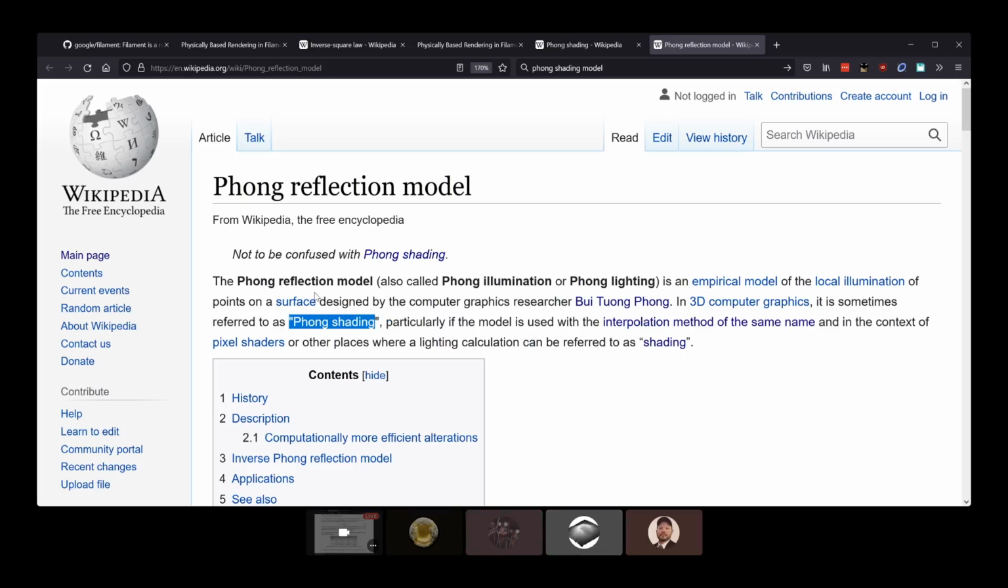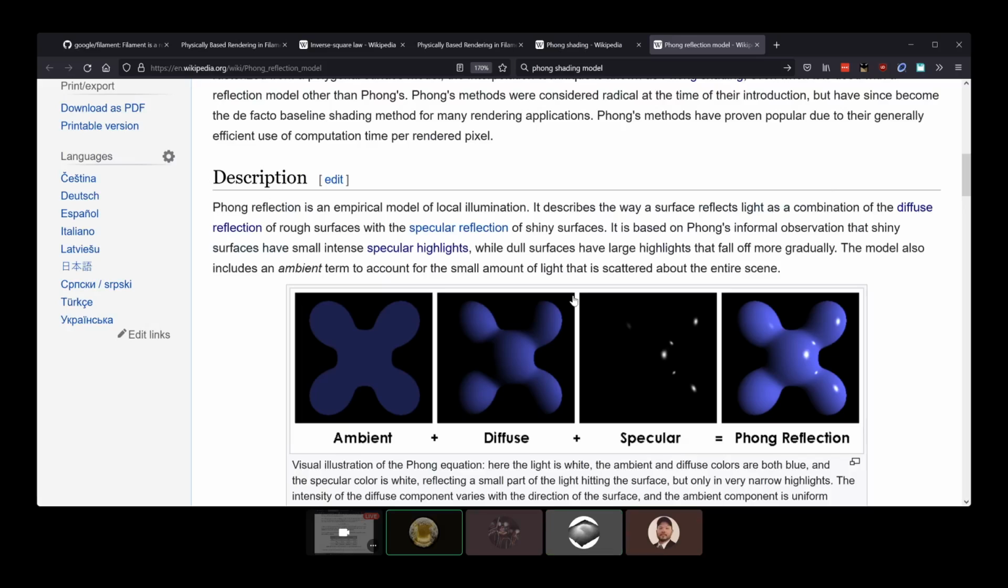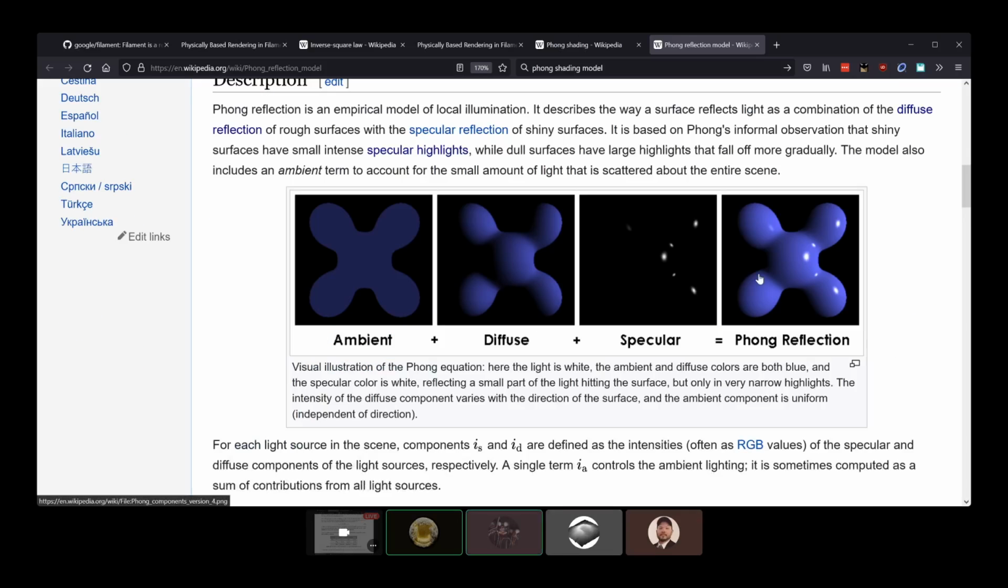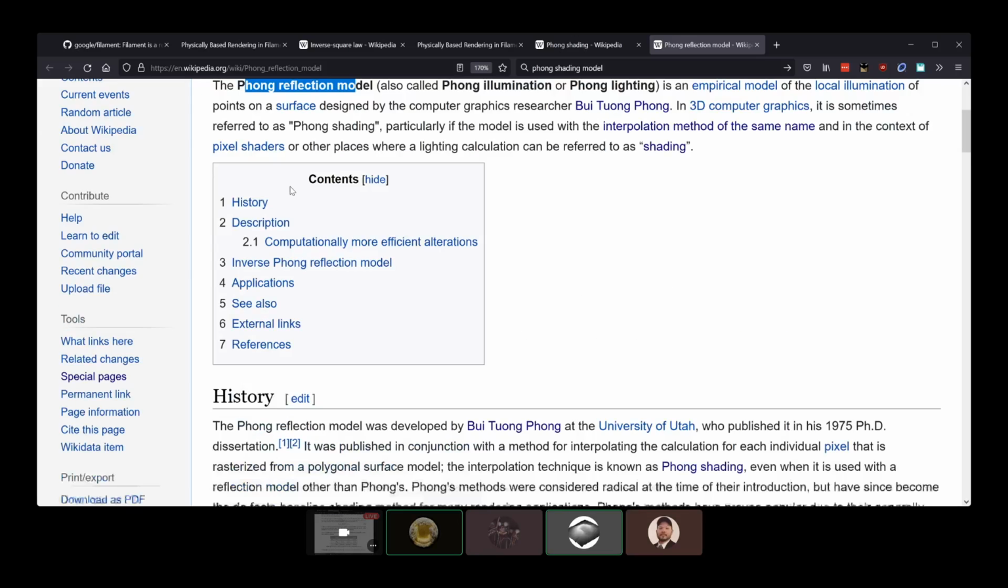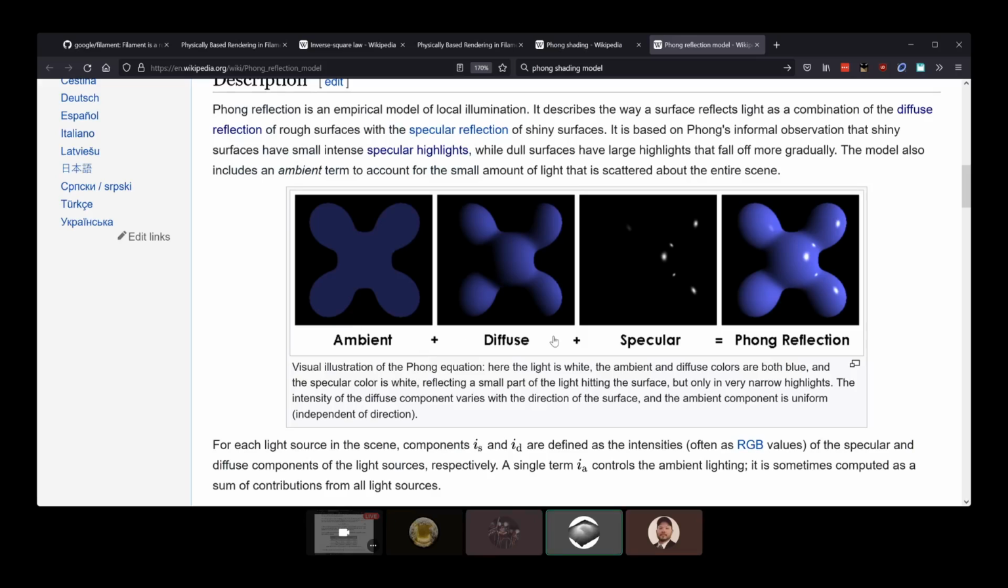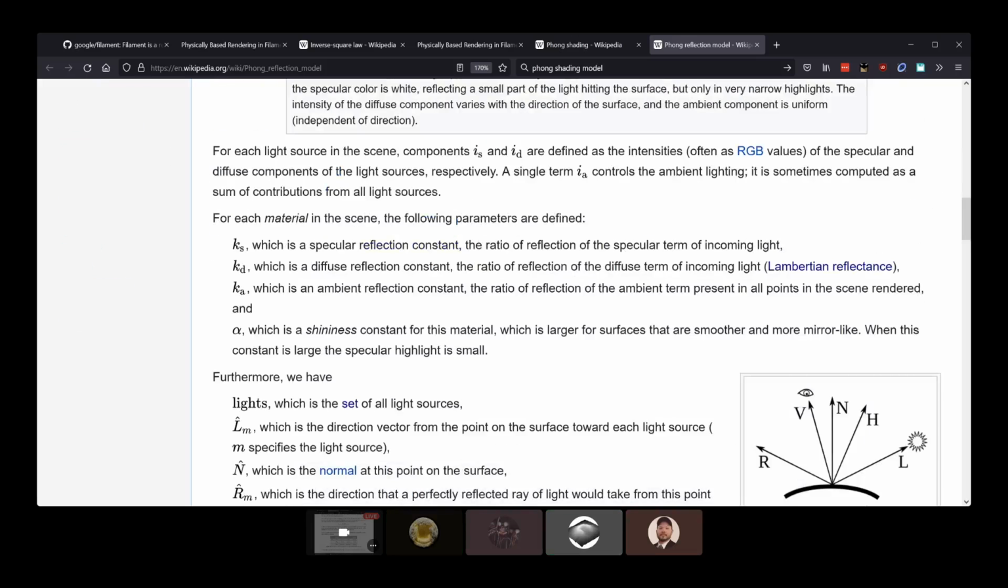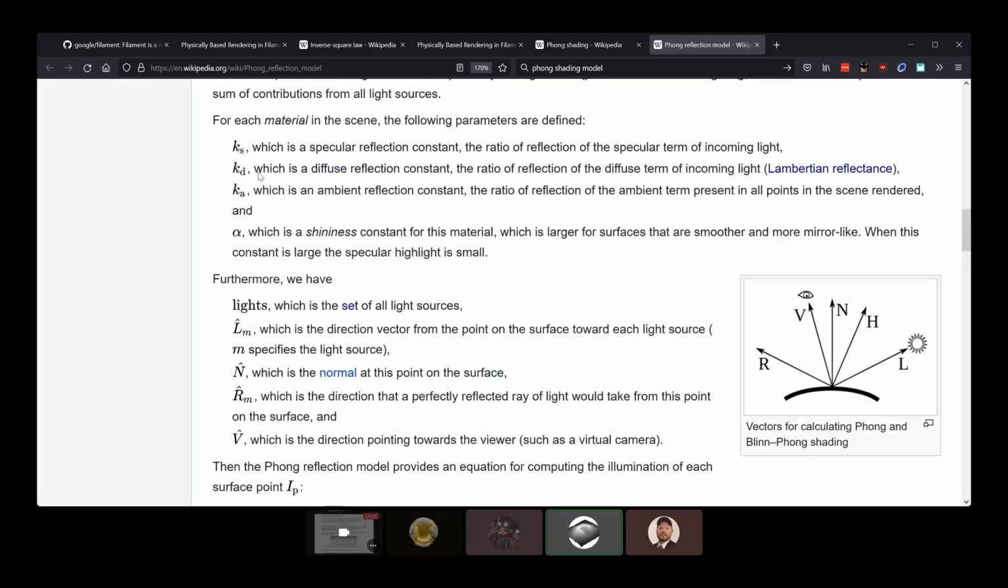Phong shading, Phong reflection. It's sometimes referred to as Phong shading. Some overloaded terms. Oh yeah, there is the Phong reflection model: ambient, diffuse, and specular terms, and it has a KS, KD, and KA.